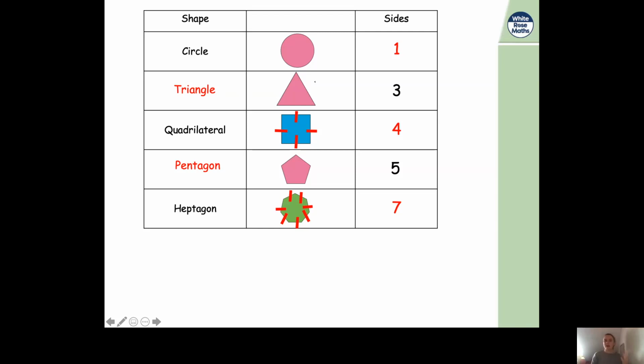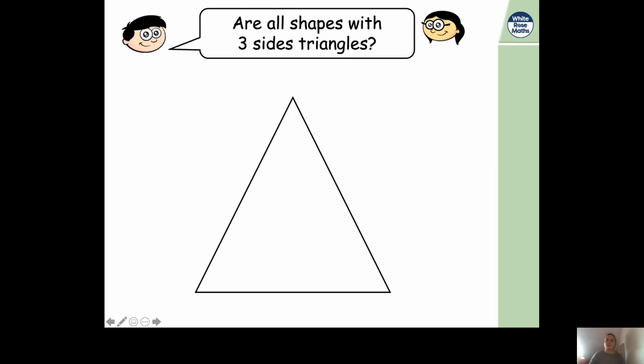So we've got 6 for a hexagon, and we had 8 for an octagon. We have 1 for a circle, 3 for a triangle, 4 for any quadrilateral, so a square or a rectangle or any other irregular quadrilateral. And then we have 5 for a pentagon and 7 for a heptagon. Now, if you ever need to know how many sides each of these shapes have, you can always come back to this slide. So here we have the question.